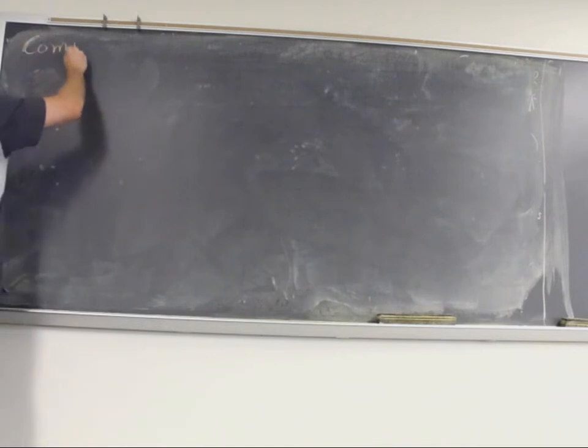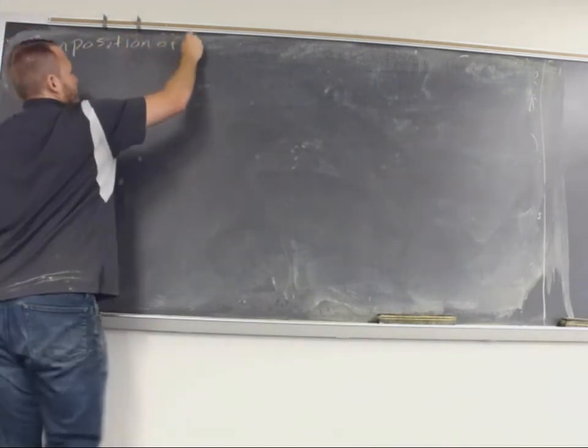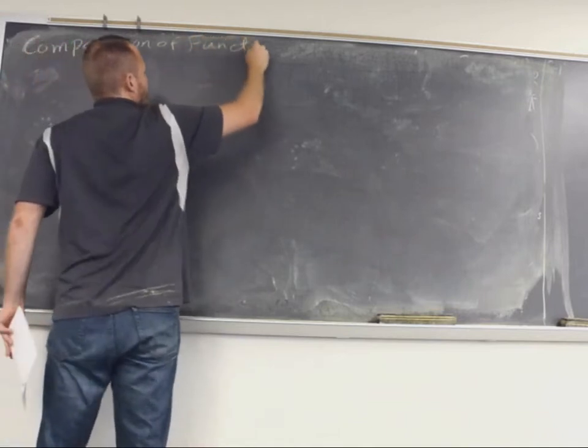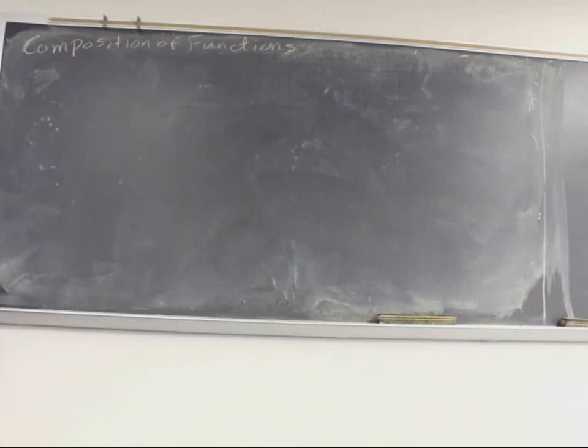Okay. Composition of functions. This can be a weird one at first, until we get some examples down, then hopefully it will start making more sense. All right, so let's start with the definition, and then I'll get into some simple examples, and from those we'll get into what the actual examples look like.